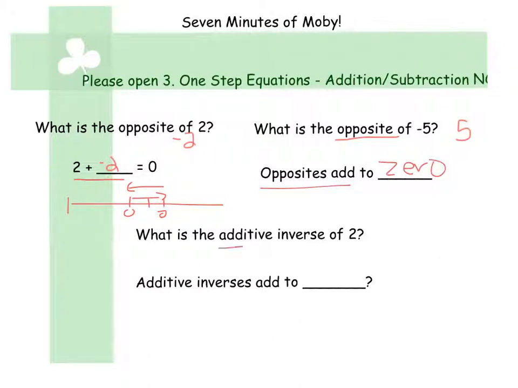What is the additive inverse of 2? The additive inverse is just another way of saying opposites. Additive inverse means what number do you have to add to it to get to 0? So we know that the additive inverse, what we have to add to 2 to get to 0, I think I said that wrong before, is negative 2. So additive inverses add to 0.